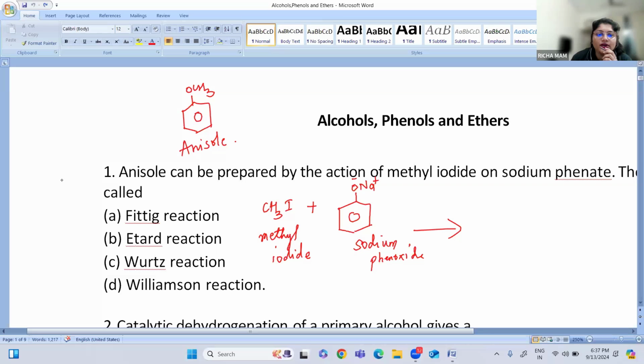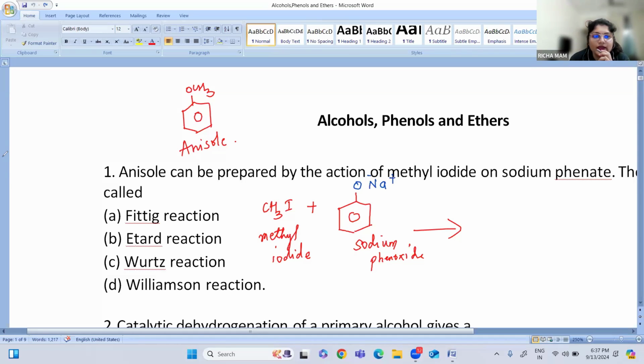Let me take this color. The I will get combined with your Na. See here, if I write ONa plus CH3I, just to show you how it gets combined, your CH3 will get attached here and you get OCH3. So this gets combined. So how will it be? It will be ONa.